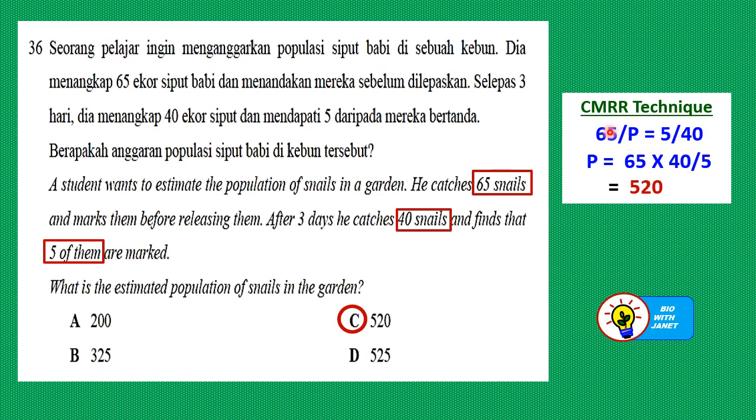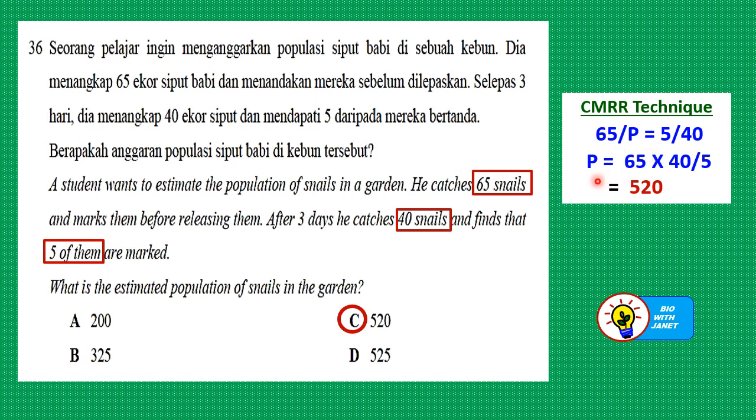Now this proportion equals the sampling that you did after 3 days, where you captured 40 snails and 5 of them were marked. So in your sample, out of 40 snails, 5 were marked. So we assume that this proportion, 5 over 40, equals 65 over P.